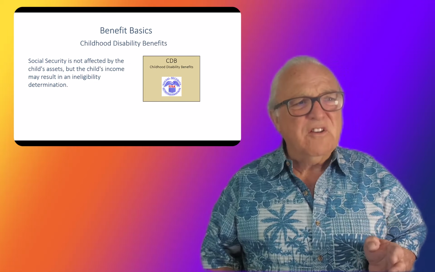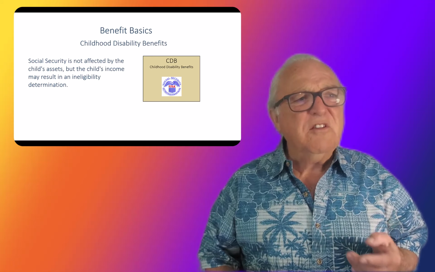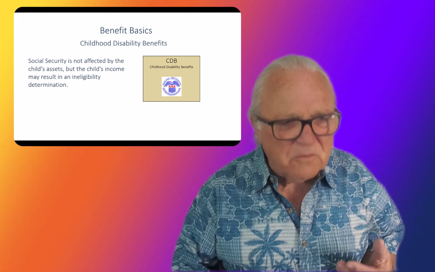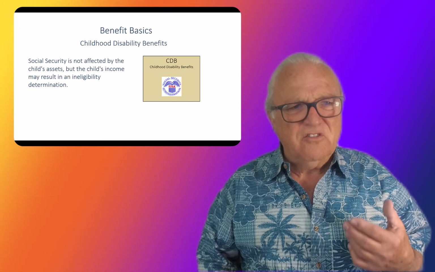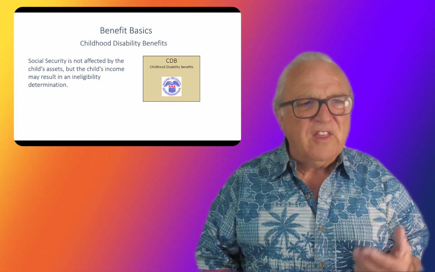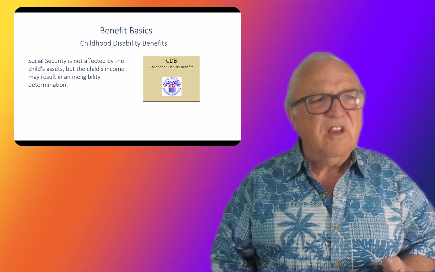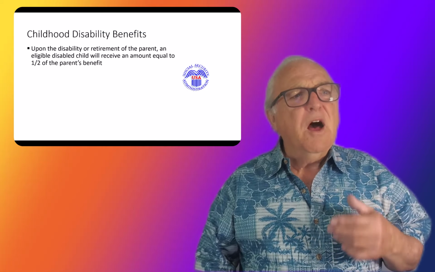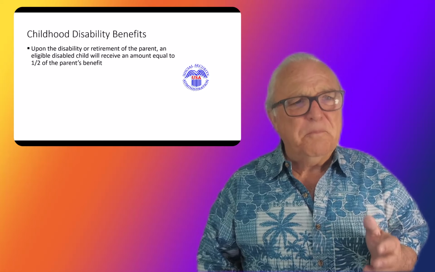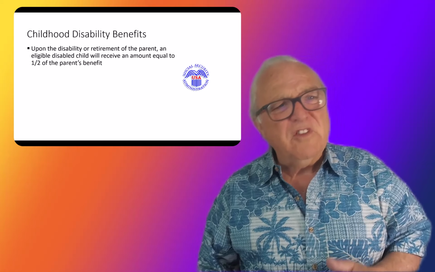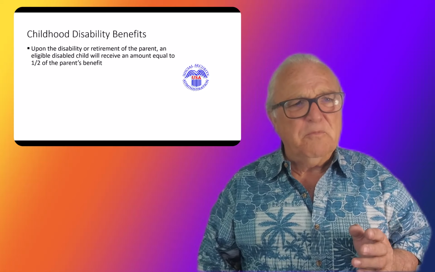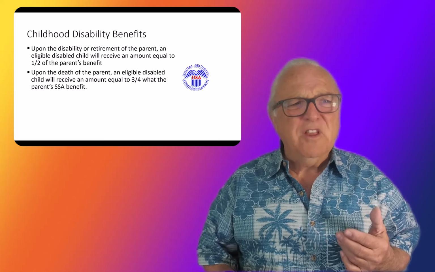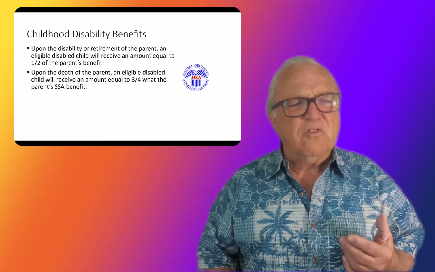Social Security is not affected by the child's assets, but the child's income could result in an eligibility determination because, once again, the definition of disability is the inability to earn SGA based on the disability that's likely to last a year or longer or end in death. So let's go through a couple of examples about how this program works. Upon the retirement of the parent, an eligible disabled child will receive an amount equal to 1/2 of the parent's benefit. Upon the death of the parent, an eligible disabled child will receive an amount equal to 3/4 of the parent's Social Security benefit.